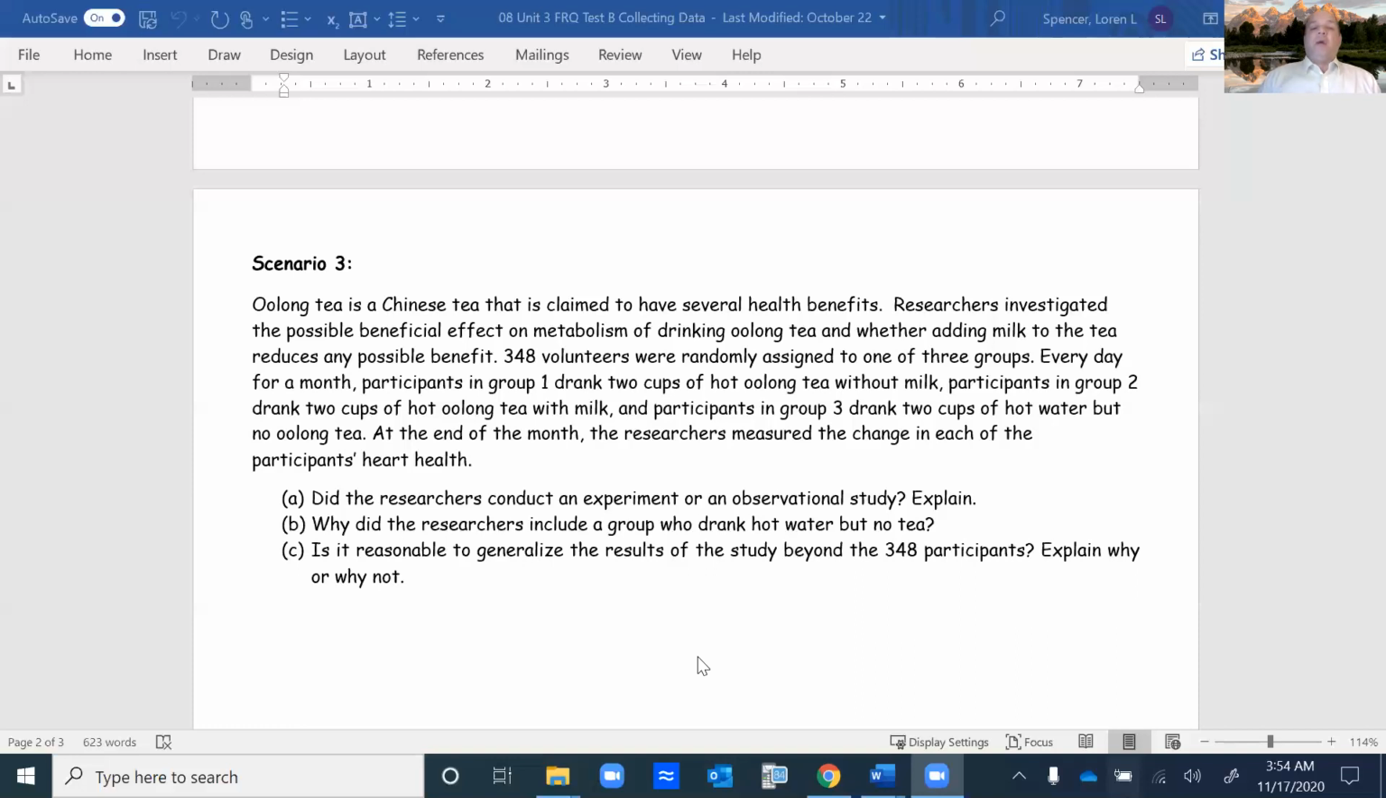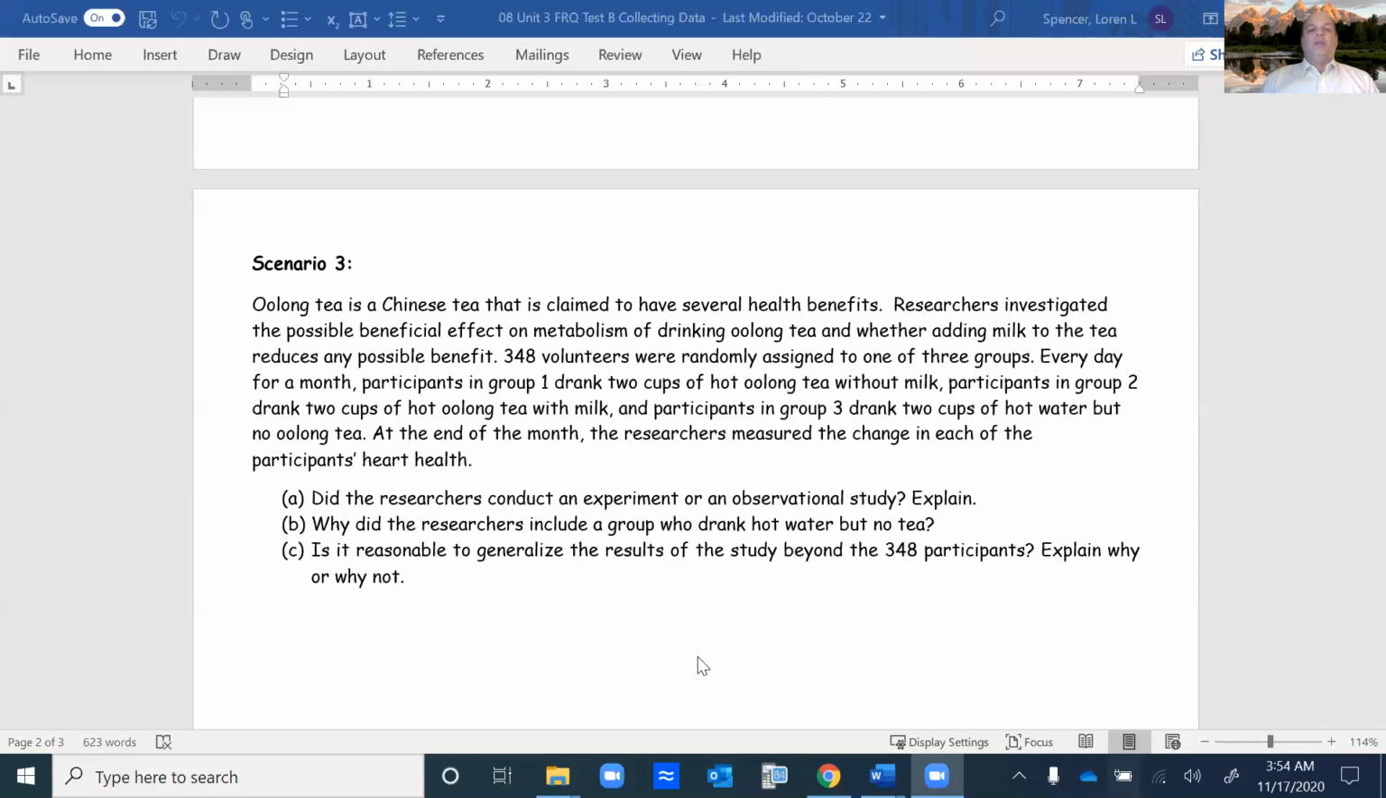Why? This provides a baseline so that we know, and by the way, it's not enough to just say a baseline, so that we know whether the impacts being seen are due to the treatments themselves, the hot tea with or without milk, or due to some outside variable. So make sure that you say it's a control group that provides a baseline, so that we know that the changes we're witnessing are due to the treatment groups, in this case the hot tea with or without milk, versus some outside variable.